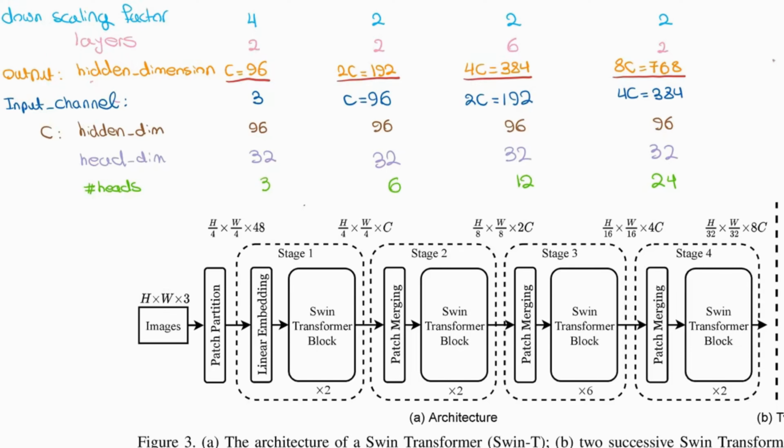The other variable we showed was the number of heads, and the number of heads are actually 3, 6, 12, and 24. And if we multiply the number of heads by 32 for all of the stages, we are actually going to get the number of channels. So we are going to get 96 for the first stage, 192 for the second stage, and so on. Okay, so now we know the hidden dimension, head dimension, and heads. Okay, let's go back to the code.